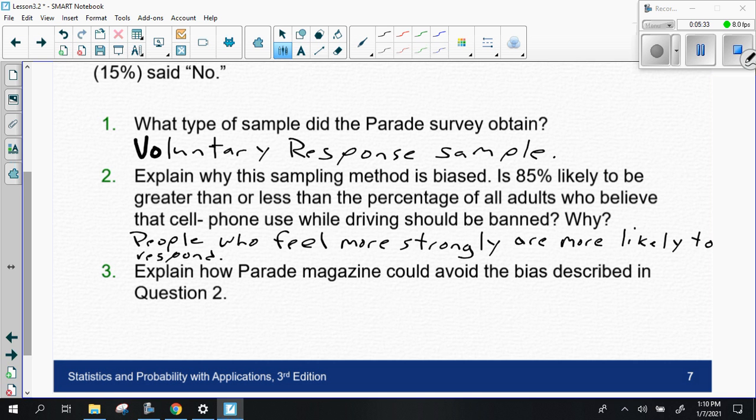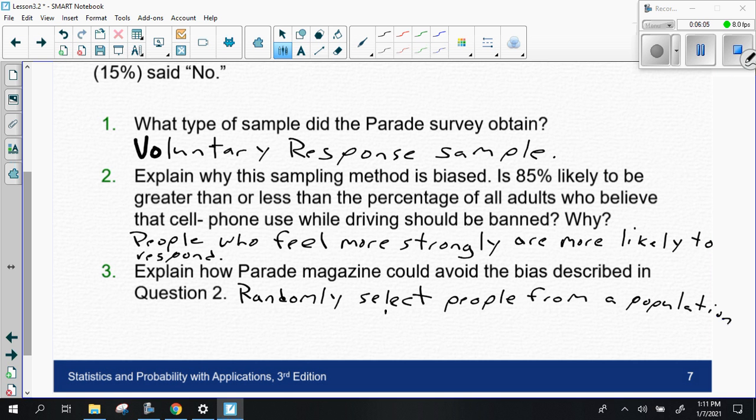So, how could they avoid that bias? Well, if they randomly selected people to send the question to, it would be much better. So, randomly select people from a population or sample to answer the question.